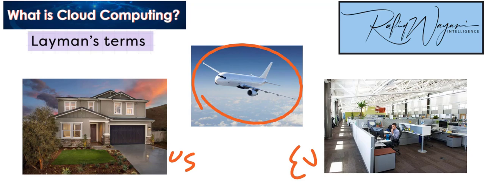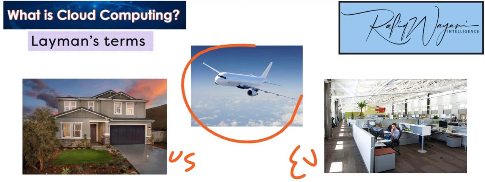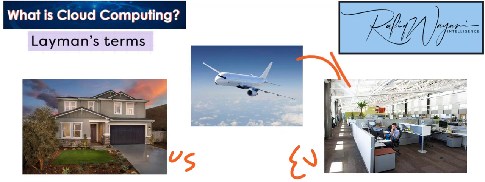You're not paying separately for insurance, separately for gas, separately for maintenance, separately for the crew. You're not doing any of that. You're paying one fee to get you from US to Europe. Cloud computing is the same way. You have many different options to choose on what vehicle you're going to choose to get done what you need to get done from where you are. I hope that helps. All cloud computing is generally that way.